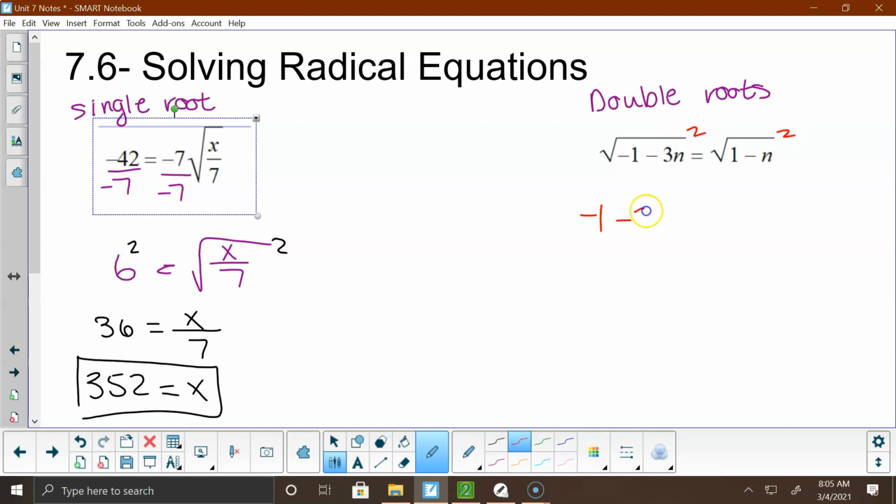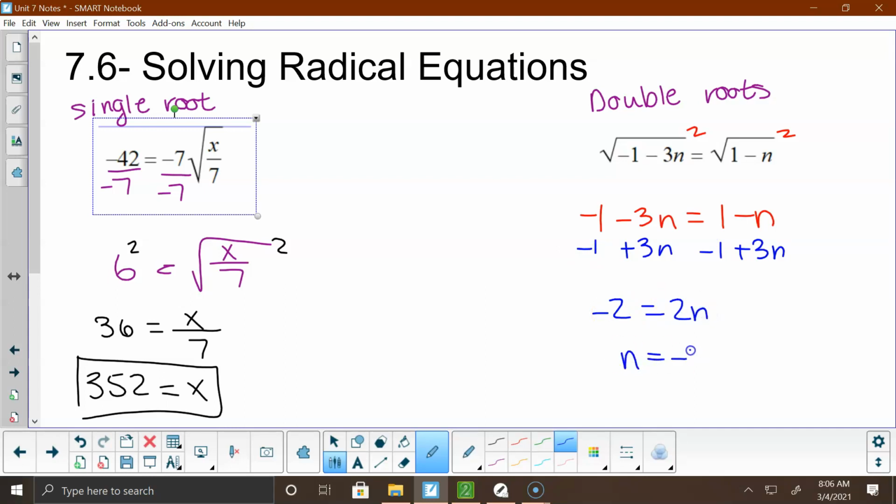Alright, then I'm just going to get 3n equals 1 minus n. Is that just a regular solve for n type problem? Yep. So, I'm going to do this. I get negative 2 equals 2n. Divide both sides by 2, and I get n equals negative 1.